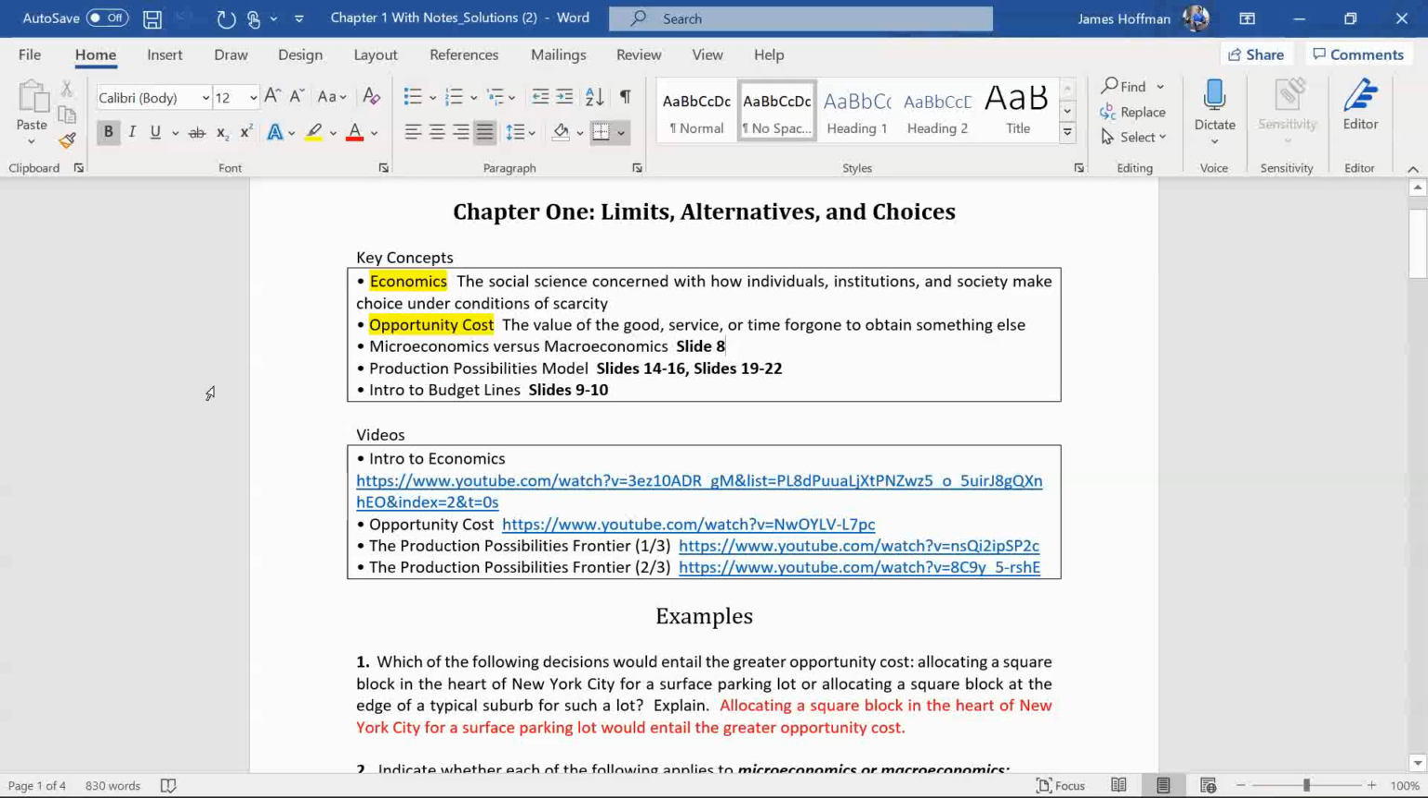Okay, so those are the main distinctions to learn first: what economics is, what the concept of opportunity cost is, and the distinction between micro and macro. The rest of chapter 1, I picked out the two main models or problems we're going to look at first. The first one is the production possibilities model.